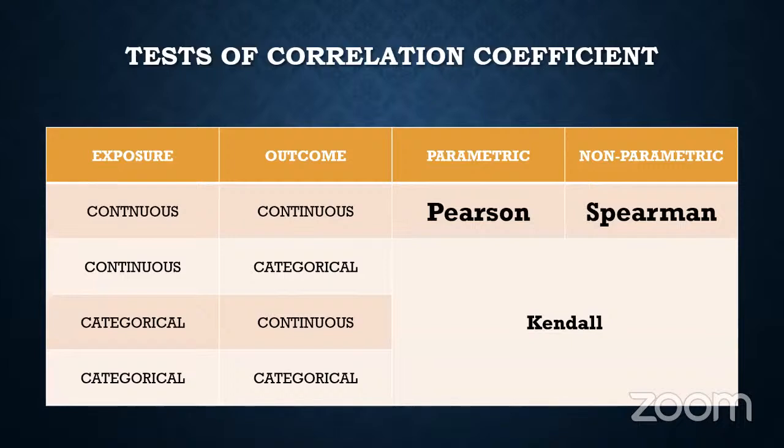These are the tests of correlation. This is the R value, again based on parametric, non-parametric, and the continuous or categorical nature of the exposure and outcome variable. We have different correlational tests.